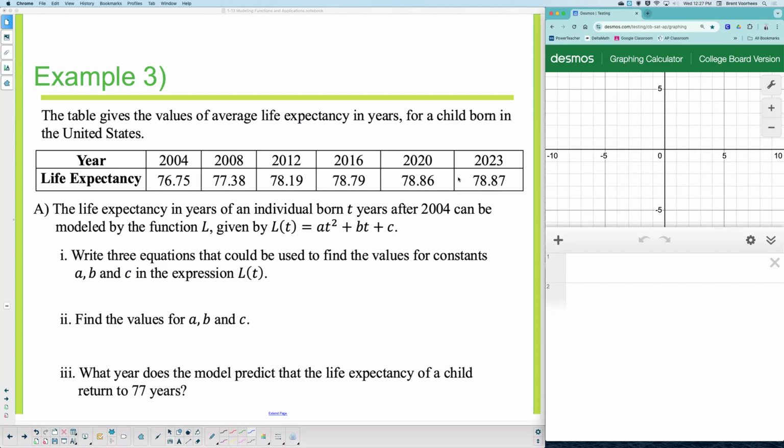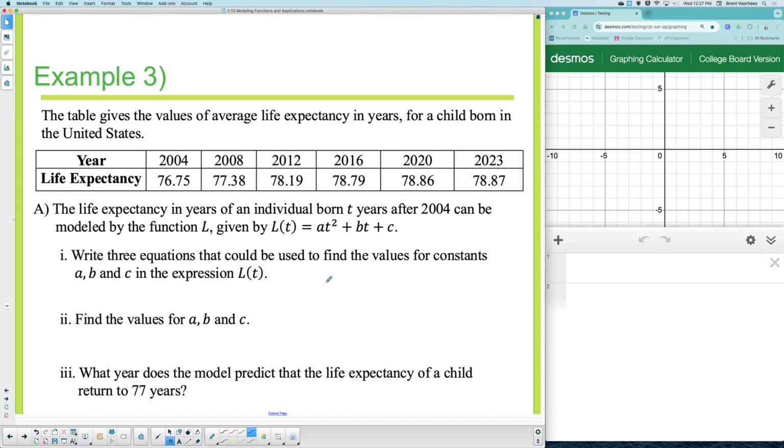Okay, let's take a look at example 3 now. It says the table gives the values of the average life expectancy in years for a child born in the United States. Here's our table. Part A, the life expectancy in years of an individual born T years after 2004 can be modeled by the function L given here. Hey, catch this. It said T is the years after 2004.